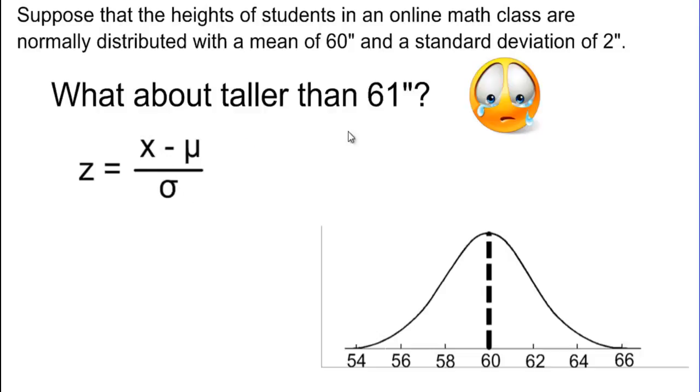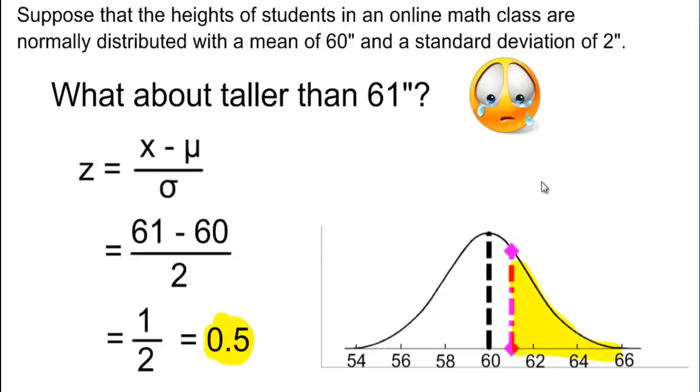where x is the observed height, in this case 61 inches, minus the average height, which would be 60, and then divide that by the standard deviation, in this case 2. Our z-score for this example would be 1/2 or 0.5, which means that our height of 61 inches falls a half of a standard deviation above the mean.